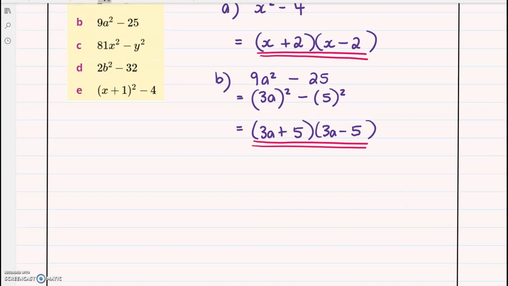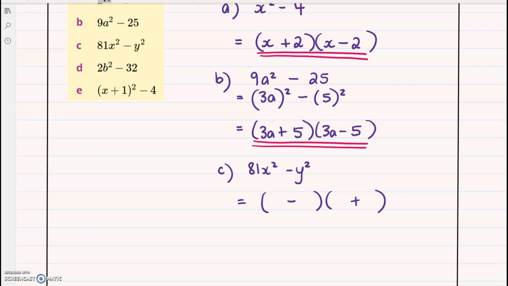C. We have 81x squared minus y squared. You should recognise 81, because 81 is 9 times 9, 9 squared. So I have a difference of two squares. Two brackets, one will be positive, one will be negative. I'll change the order this time.